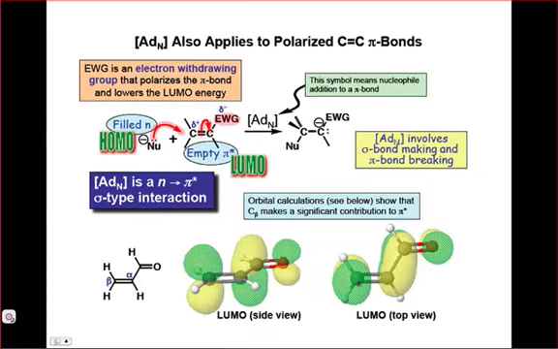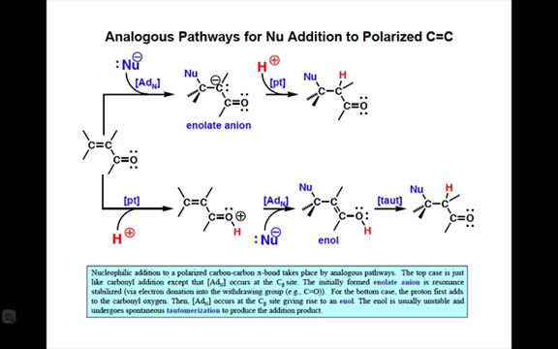If you take a look at the LUMO for an alpha-beta unsaturated carbonyl compound, notice that the terminal carbon makes a substantial contribution to the LUMO orbital density. So comparing the carbonyl carbon with the terminal carbon of the alpha-beta unsaturated ketone, it's not surprising that nucleophiles can add either to the terminal carbon or to the carbonyl carbon. As was the case for direct addition, conjugate addition can proceed by one of two mechanistic pathways depending on the pH of the medium in which the reaction is run.